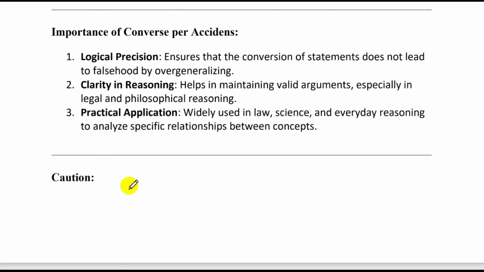What is the importance of converse per accidence? It ensures that the conversion of statements does not lead to falsehood by overgeneralizing. It helps in maintaining valid arguments, especially in legal and philosophical reasoning. It is widely used in law and everyday reasoning to analyze specific relationships between concepts. Now, directly converting universal affirmative propositions into universal affirmative converse statements can lead to logical errors unless the original relationship is symmetrical, almost the same as in equivalence. Converse per accidence avoids this pitfall by limiting the scope of the conversion.